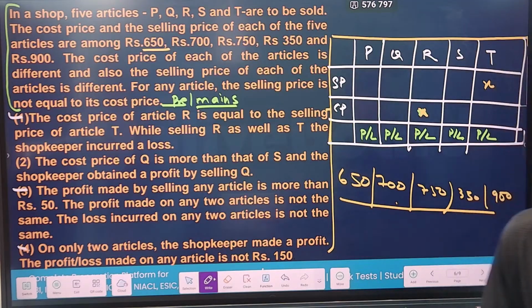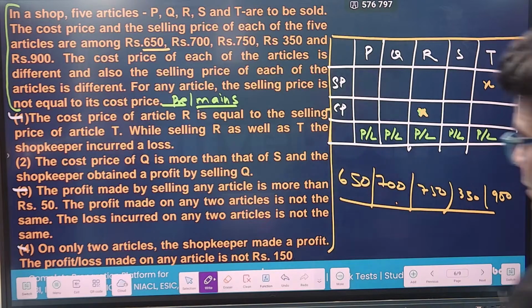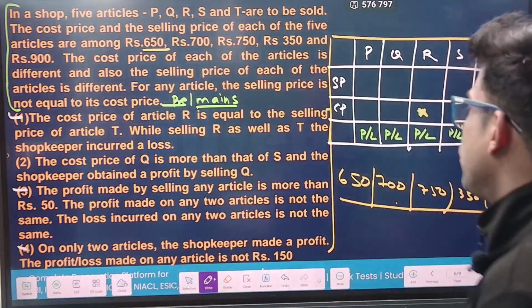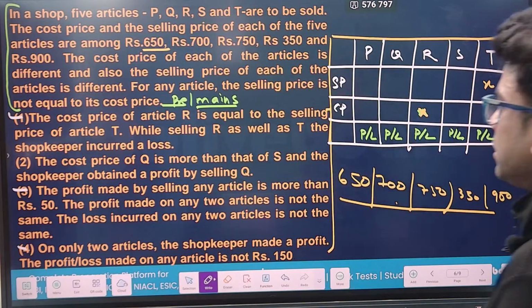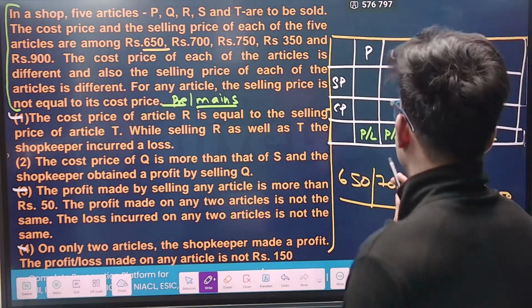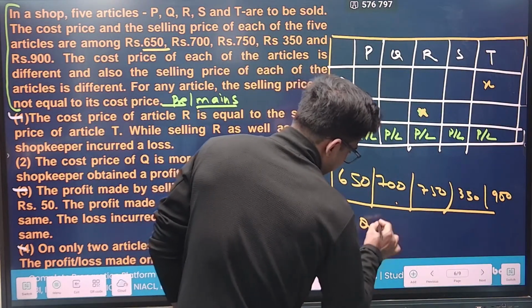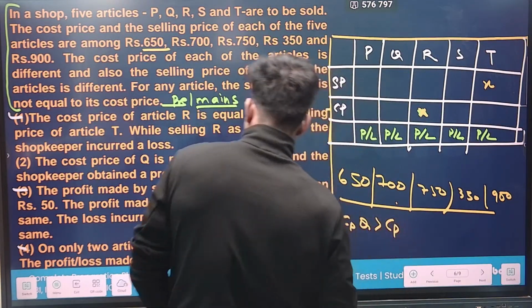Fine. Now along with me, I would request all of you to please try this. Please try, everyone. This is a very unique question, guys. Okay, the cost price of Q is more than that of S. Now note down this point. They are saying that the cost price of Q is more than the cost price of S, right?